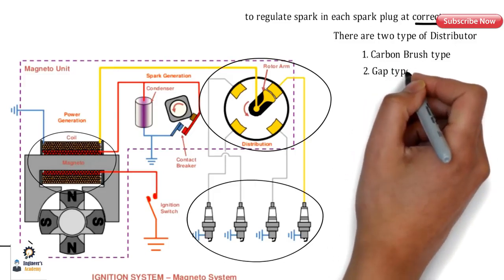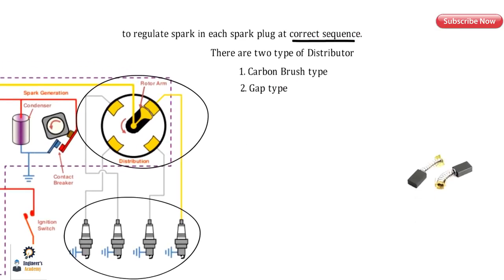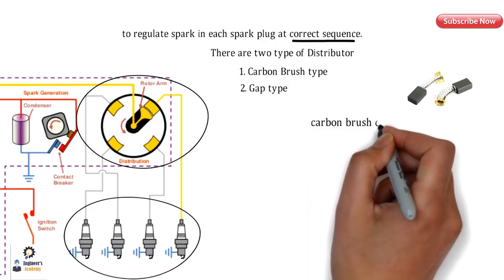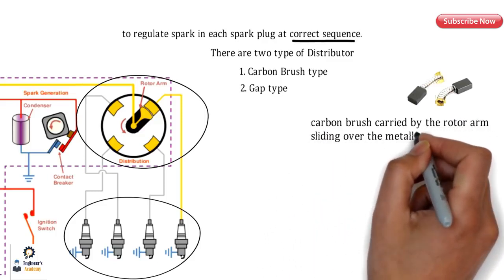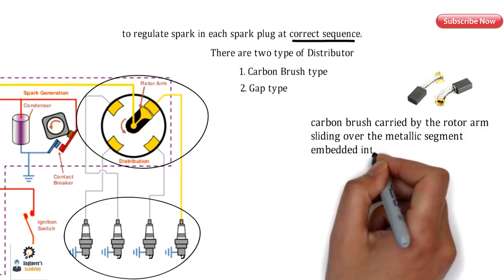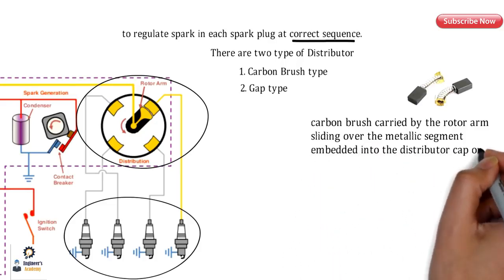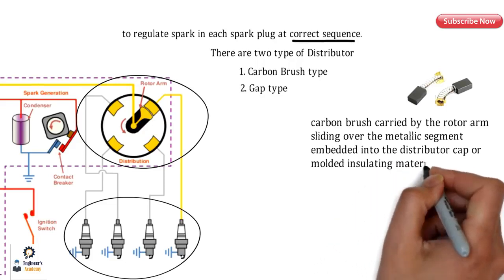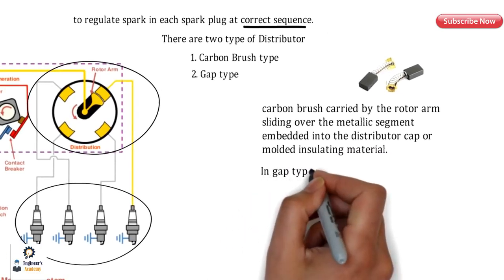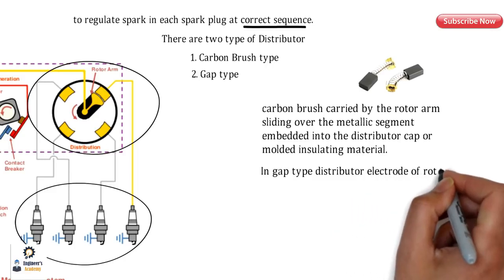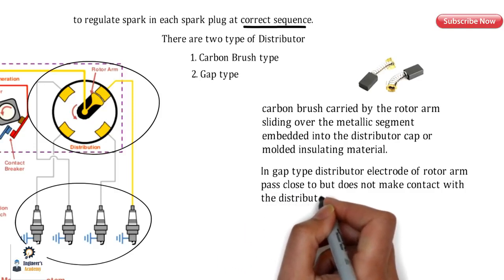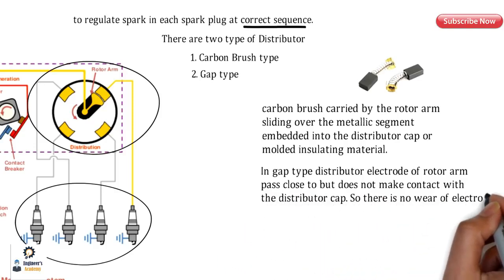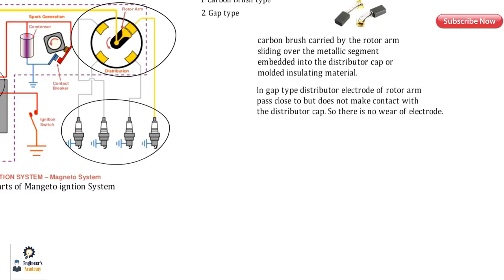So basically, as we can see, the carbon brush is provided over here in case of the carbon brush type distributor. So this carbon brush is carried by the rotor arm sliding over the contact surface and the metallic segment embedded into this distributor cap or molded in insulating material. So in the gap type distributor, the electrode of the rotor arm passes close to but does not make contact with the distributor cap. So there is no wear of the electrode, and the life of the electrode increases.